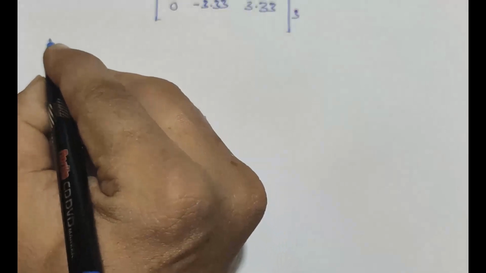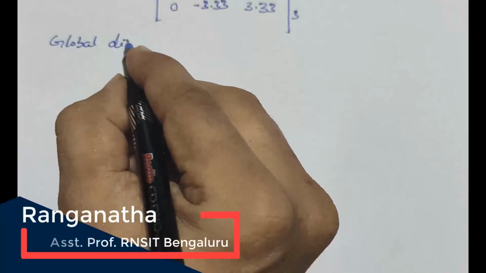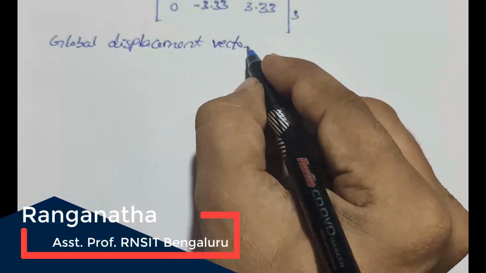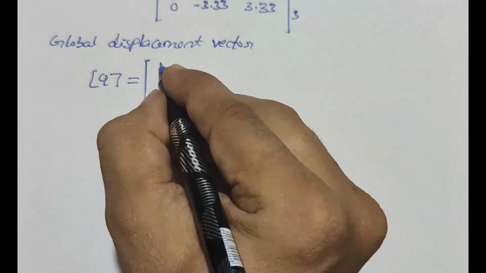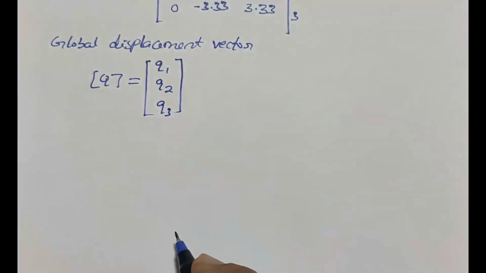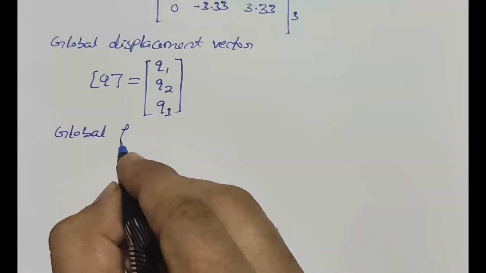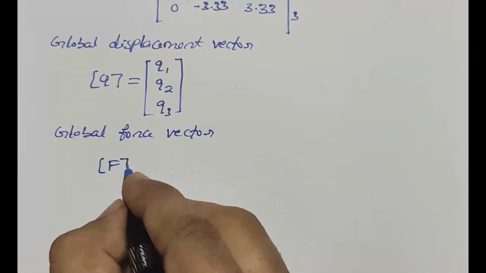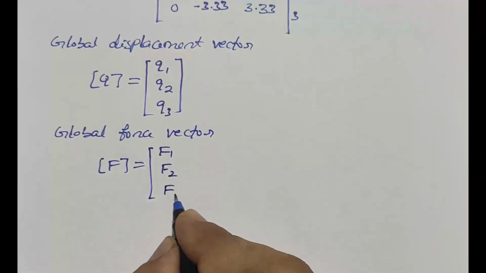Next is the global displacement vector, that is Q is equal to Q1, Q2, Q3. Next, the global force vector, that is F is equal to F1, F2, F3.